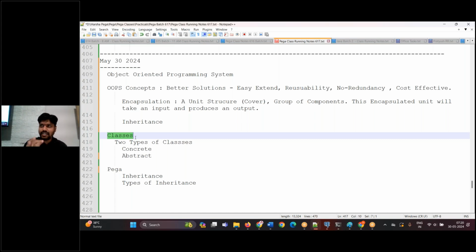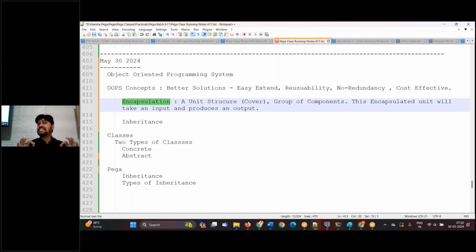Class is a terminology used by technologists, but the equivalent of class in a concept-oriented way is called encapsulation. So whichever word you use, encapsulation and class, both are the same. There is no difference. But at a concept level, you call it encapsulation. When you make it real in a programming language, you call it class. Understand clearly, everyone?